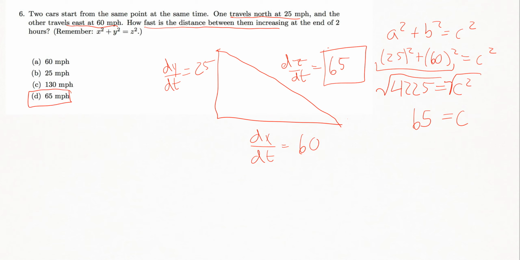So if you get the two-car problem, it's as simple as just doing a Pythagorean theorem setup, a squared plus b squared equals c squared, and find the final answer.